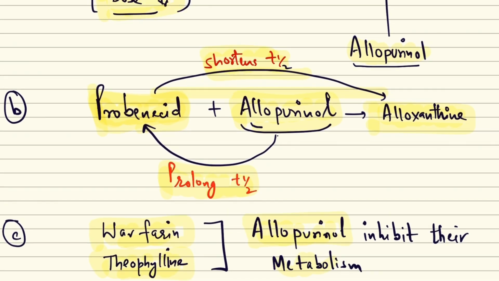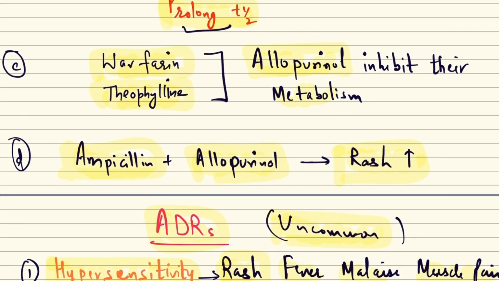Also, when allopurinol is combined with probenecid, it shortens the half-life of alloxanthine. In return, allopurinol prolongs the half-life of probenecid when they are combined together. Also, there are certain drugs whose metabolism is inhibited by allopurinol. These include warfarin and theophylline. Because they are not metabolized when combined with allopurinol, their toxicity can occur, so we have to be careful whenever we are combining them with allopurinol.